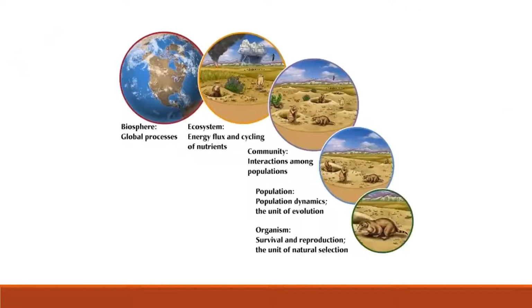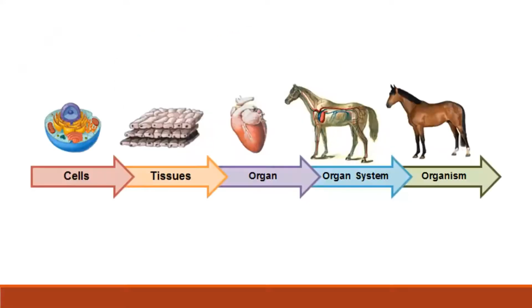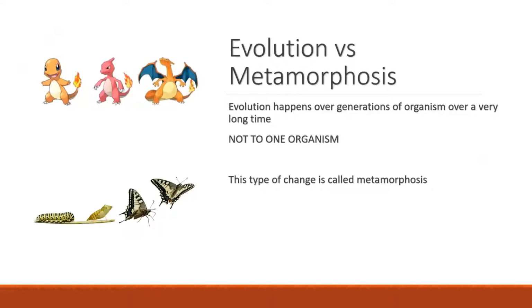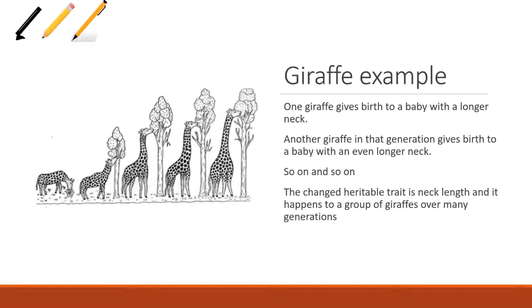We talked about, well, here are some breakdowns of it. And then we looked at the other direction. How does a cell go up to make a whole organism? And we've already talked about these two in year 9. So therefore, we're going to look at how these are connected. We talked about the difference between evolution versus metamorphosis. We talked about a giraffe, just an example of evolution.